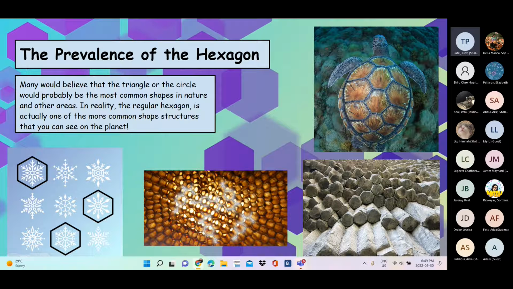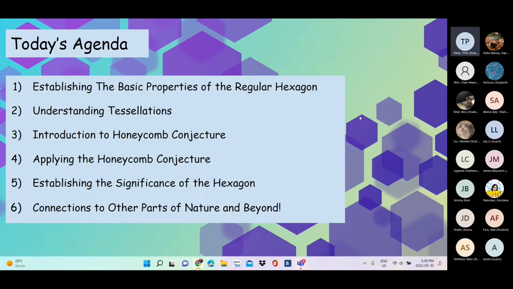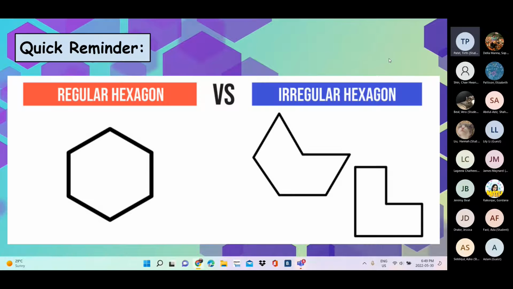The snowflake makes a hexagon type of shape. The turtle shells have hexagon-like shapes as well. So it's pretty interesting where the hexagons are seen. So here's today's agenda. I'll be skimming through this part because I think it'll take a bit long.